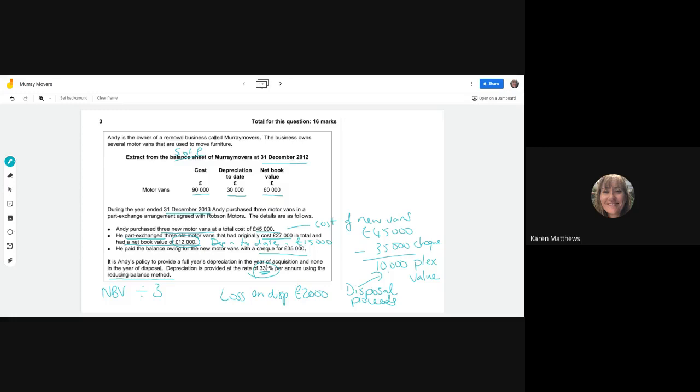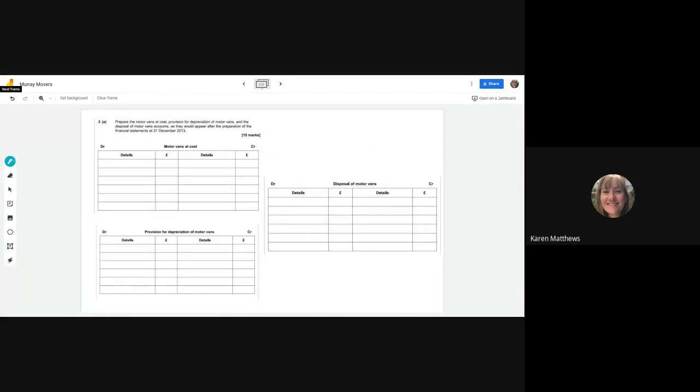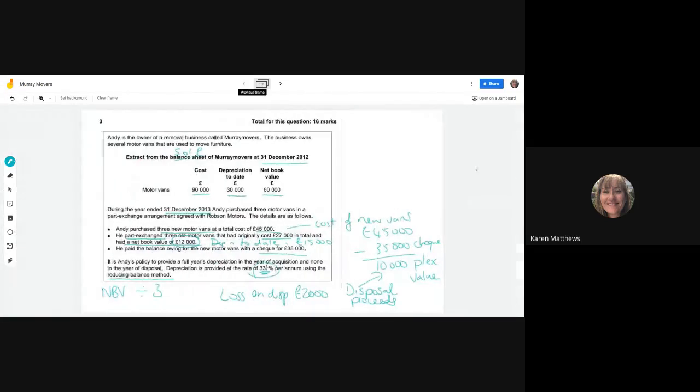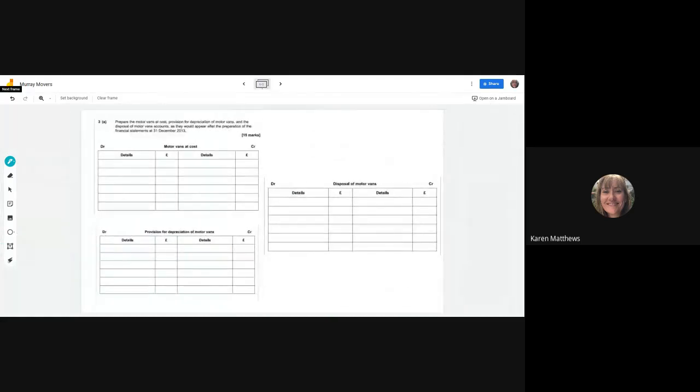Okay. Now, if we look at what's actually required of this question, we've got 3 T accounts to finish. We've got to put all the transactions in for the whole year, starting with opening balances, and then we've got to balance them off. Okay. So if we start with the motor vans at cost, this is the brought forward figure. We had 90,000 cost and 30,000 depreciation. So we need to put the 90,000 cost straight into that account, which we've got the right number of zeros. And then on the depreciation, it's on the credit side, balance brought down, £30,000.